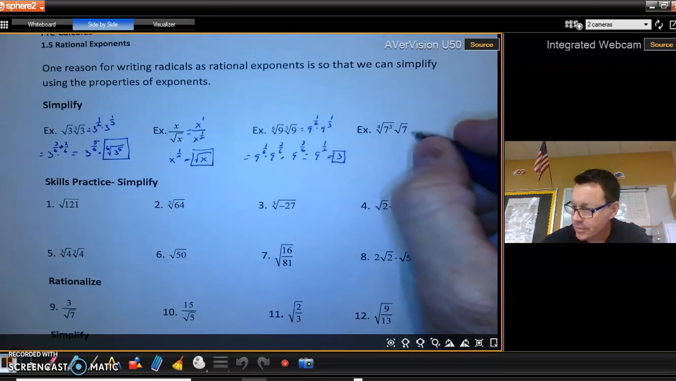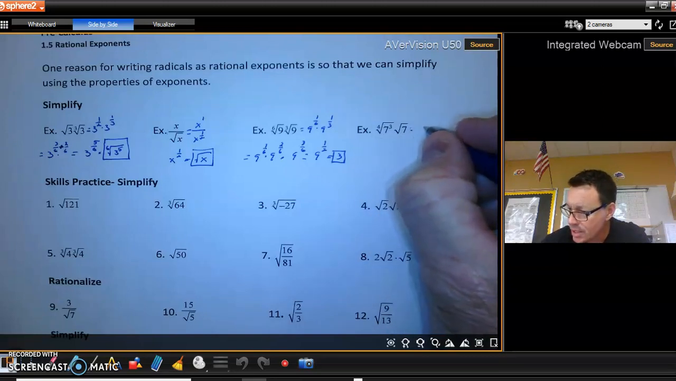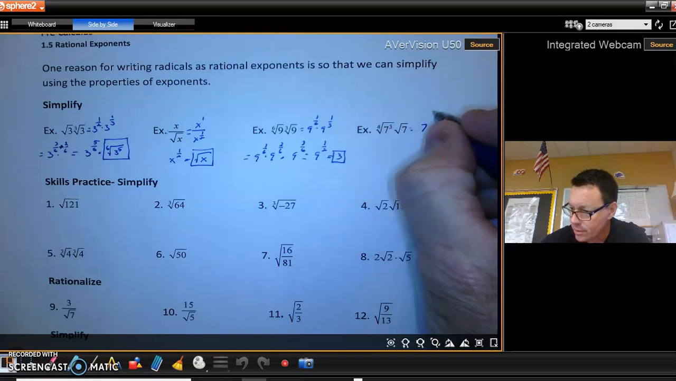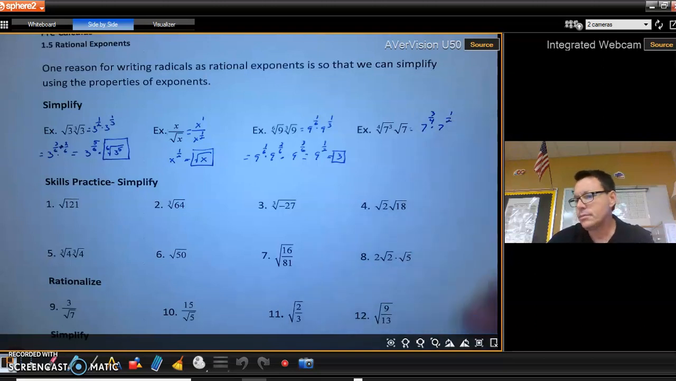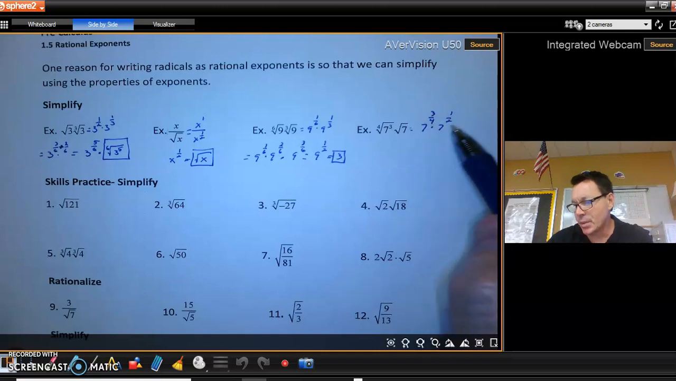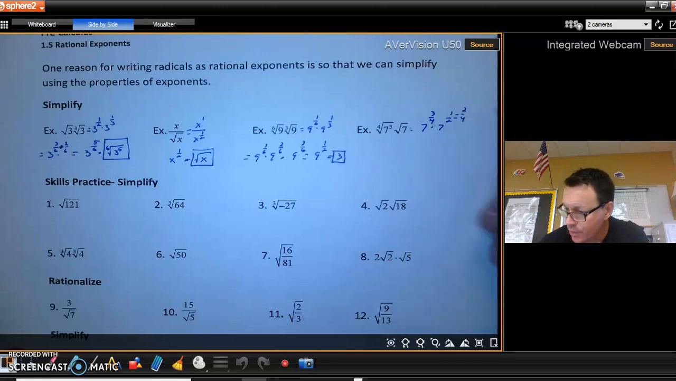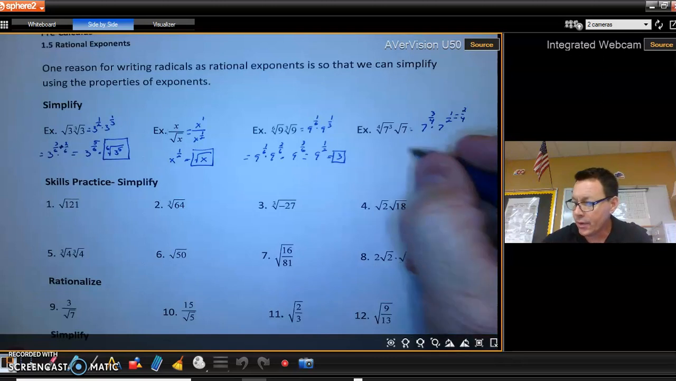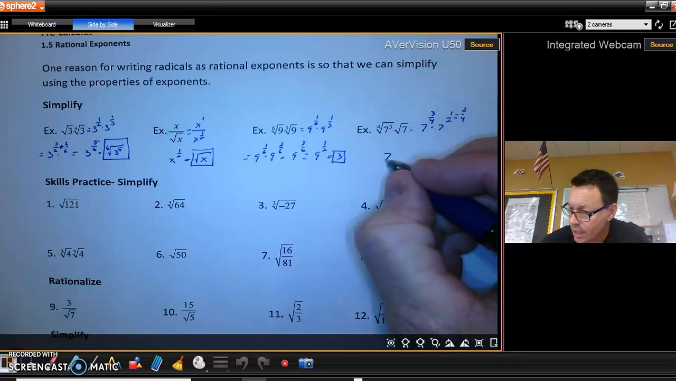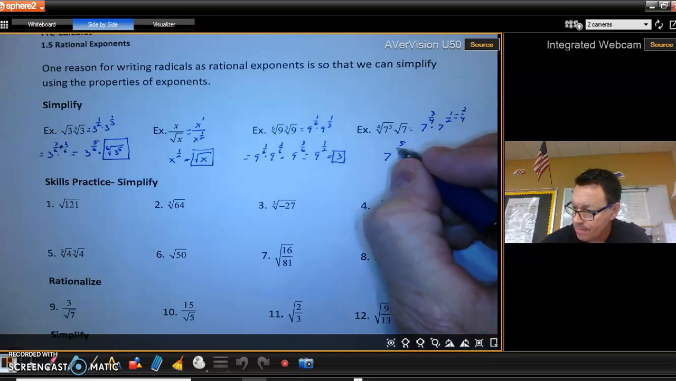Last example before you guys try. All right. So let's rewrite this as 7 to the 3/4. We're going to rewrite this as 7 to the 1/2. We're going to say, oh, we're multiplying the same base, so I just need to add these exponents together. But before I can do that, I need to rewrite this one so it has a common denominator, 2/4. Now I can add these together. I can say 7 to the, 3/4 and 2/4 is going to be 5/4.